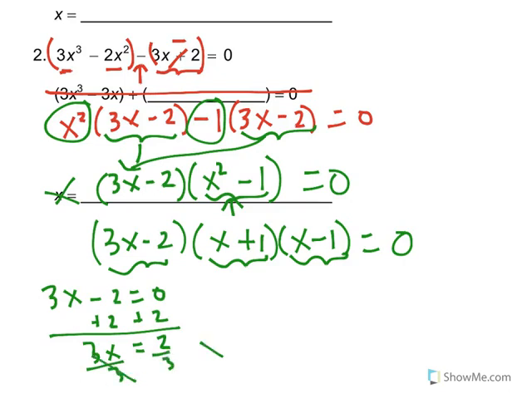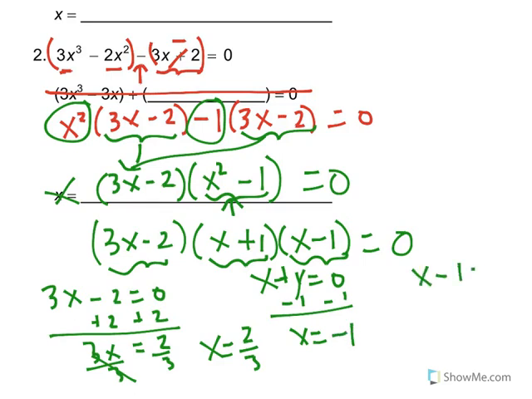So the solution coming out of here is x equals 2/3. And the second one, we have x plus 1 equal to 0. We just need to subtract 1, and we have the solution is -1. And finally, we have x minus 1, the third factor, set it equal to 0. We add 1, and we have x equal to 1.